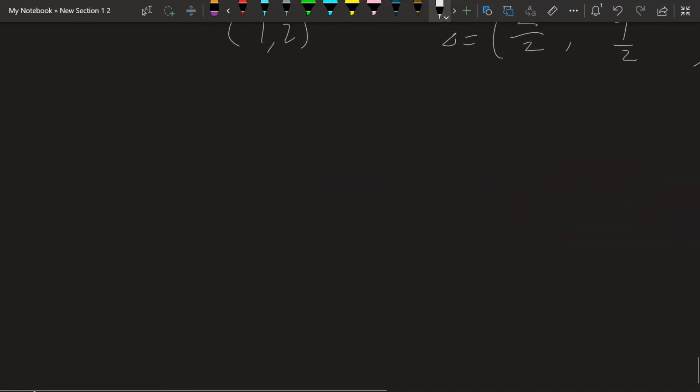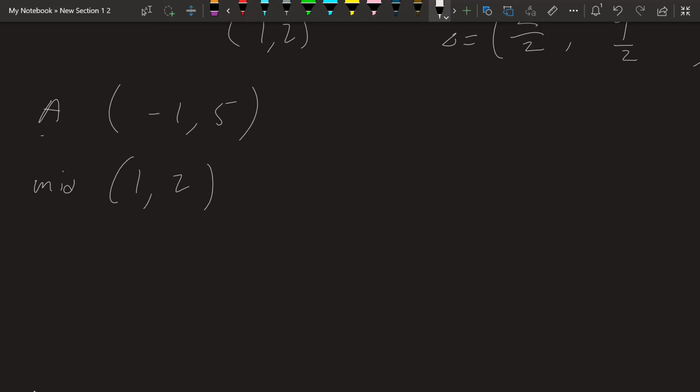So now we have 2 points. We have A and we have the midpoint. The midpoint is 1, 2. A is minus 1 and 5. Now they're telling you, find the line that passes through these 2 vectors. Well, we know that if we have 2 vectors, the line that passes by them is just going to be the first vector plus some constant multiplied by the second vector minus the first vector.